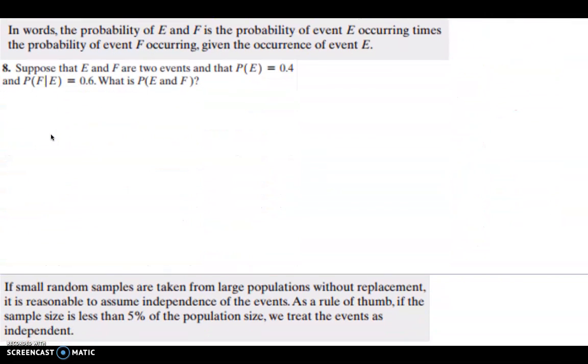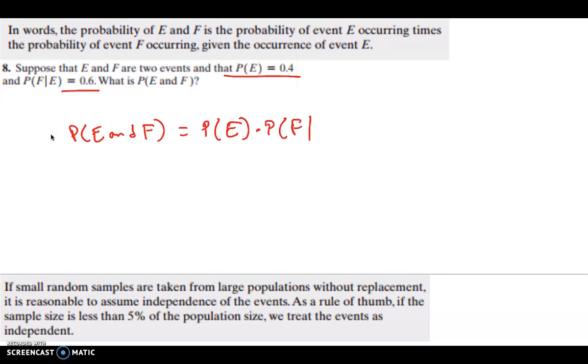So let's look. Suppose that E and F are two events, the probability of E is 0.4, and the probability of F given E is 0.6. What's the probability of E and F? Again, remember the probability of E and F is the probability of E times the probability of F given that E has occurred, which is 0.4 times 0.6, or 0.24. Yet again, we don't know what events E and F are. We're just using the rule. We're getting comfortable with it when we're given some numbers, because we are going to have some story problems.